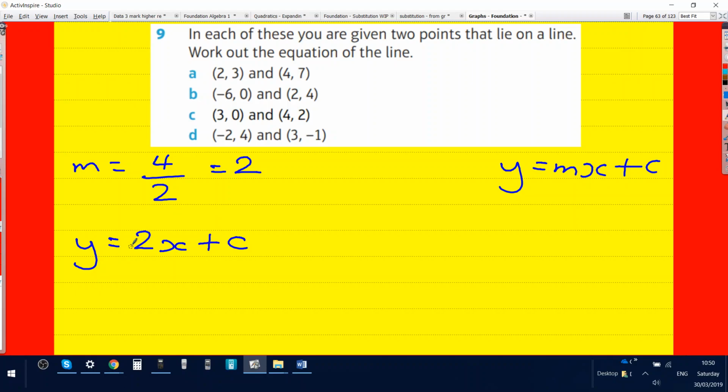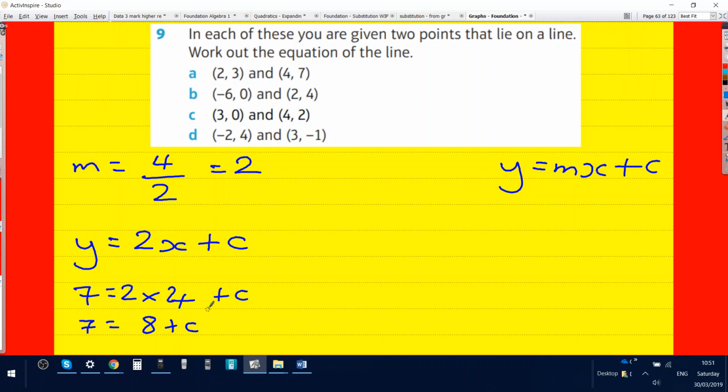Okay, so a y could be 7. So the y could be 7, mm-hmm, and the x could be 4. So then it'd be 7 equals 8 plus c. So you need to get c on its own. So you would take it away from 7. So 8 take away 7. So is c equals 1? That would give you 9. Sorry. That would give you 7 equals 9.